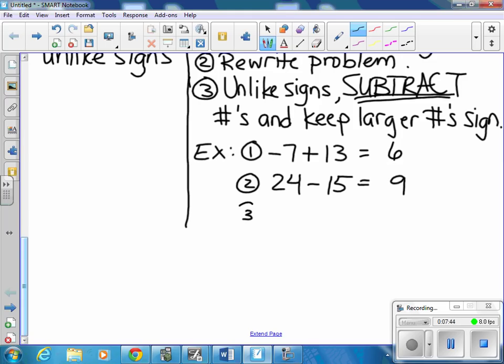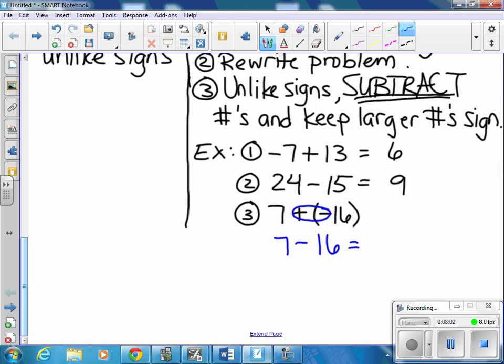All right, so for number 3, if I have 7 plus -16, I have double signs, so I'm going to take my double signs, get rid of them, and rewrite the problem. So this is really going to say 7 minus 16. Okay, I have different signs. It's a positive 7 and a negative 16. So I'm going to subtract the numbers.